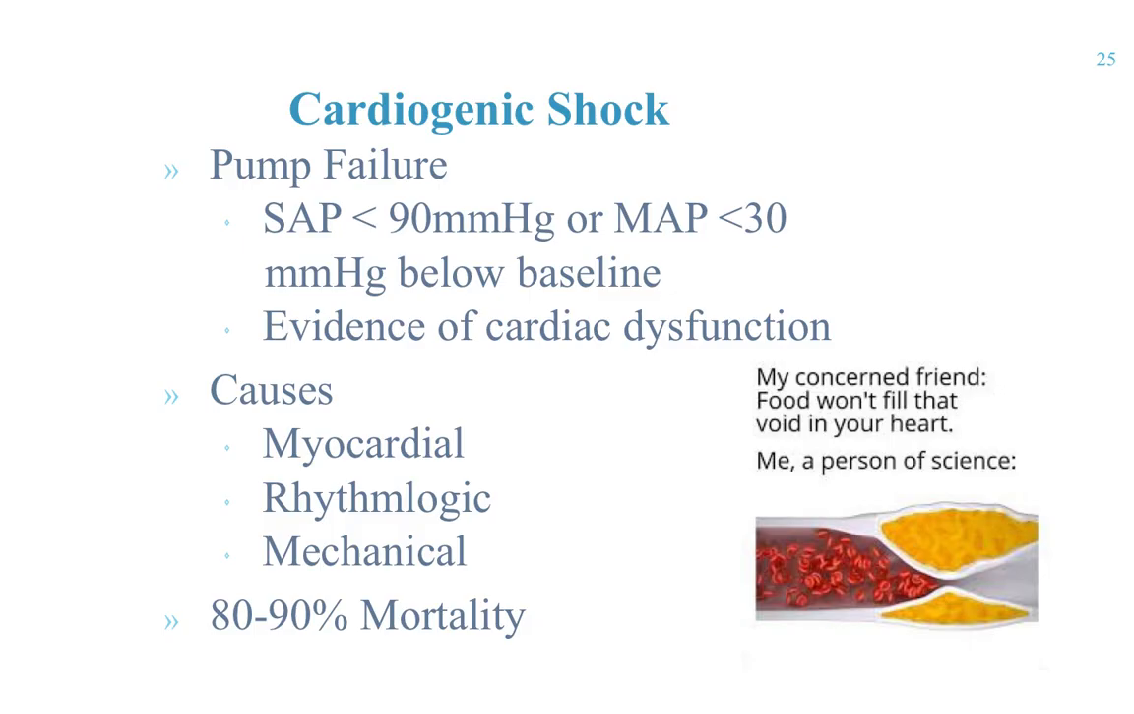So cardiogenic shock. This is going to be a problem with the heart itself. So cardiogenic shock is pump failure. Our heart isn't working, and it's the heart's fault. So in this study that we are referring to here, we're going to say systolic arterial pressure less than 90 millimeters of mercury, or a MAP less than 30 millimeters of mercury below baseline is going to tell us we're in cardiogenic shock. Okay.